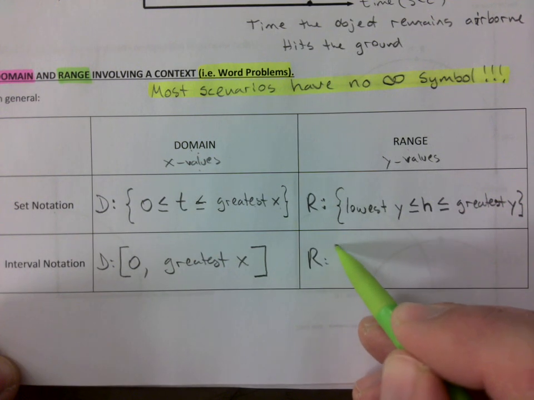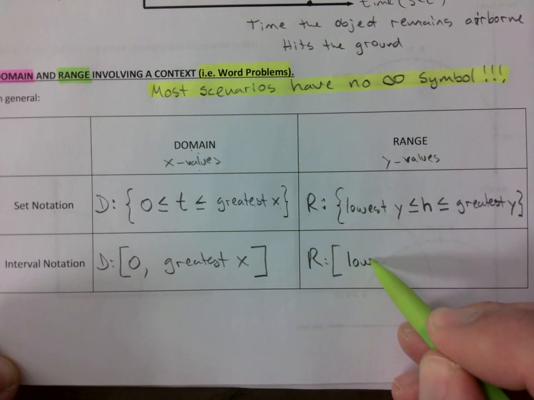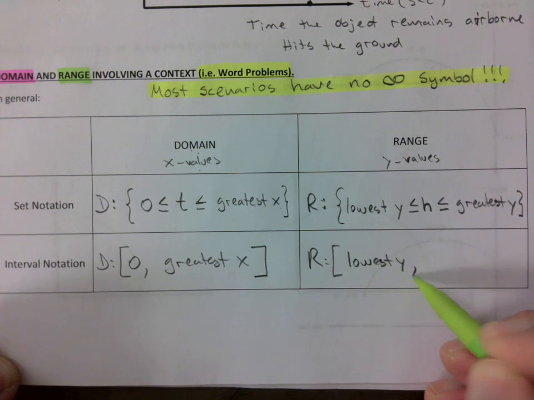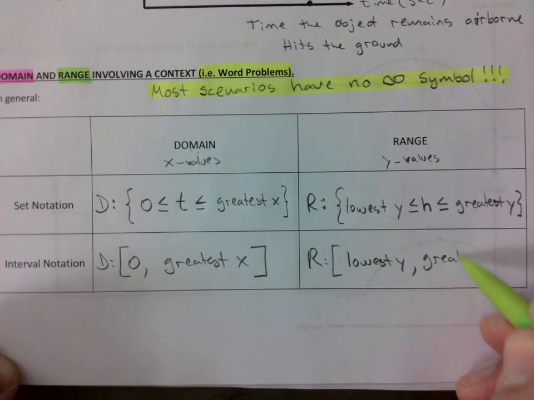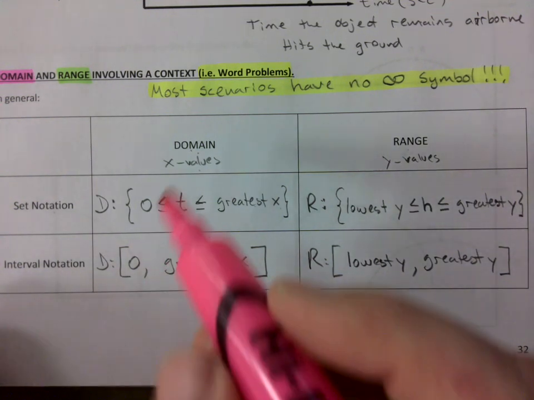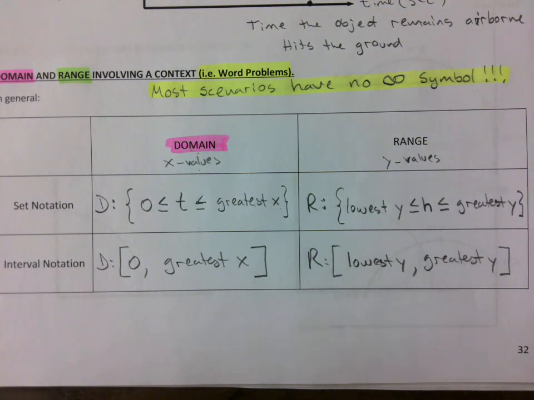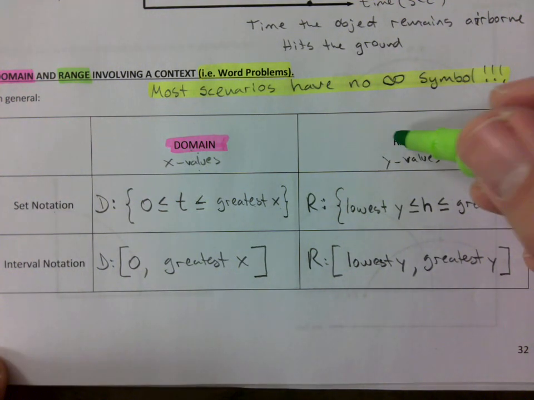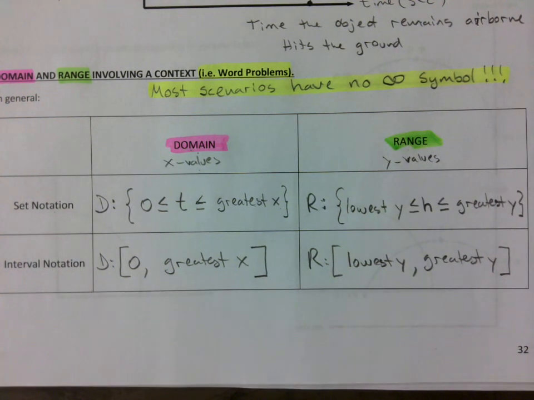For range, it is simply lowest y, comma, greatest y. Remember, domain, I'm using pink today, and range, I'm using green. I would honestly say, have this on your study sheet. This is domain and range, but just make sure you say domain and range with a word problem. So have the scenarios where there isn't a word problem, and then have this one on there when there is a word problem. Okay?